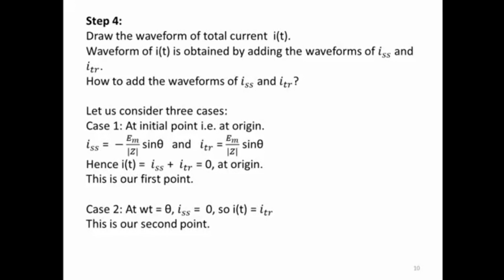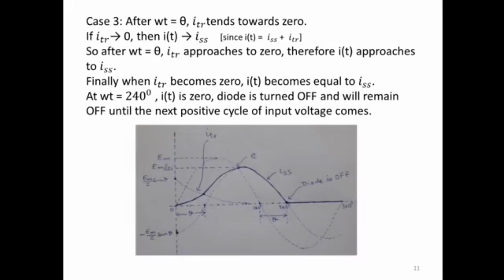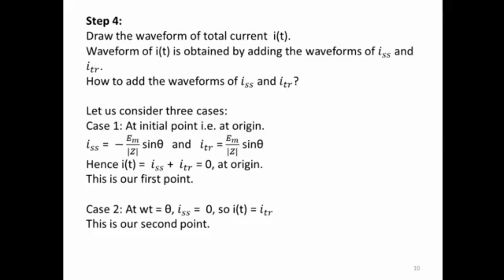Second case, second point, is at omega t equal to theta. You can see in the figure. At omega t equal to theta, if you evaluate ISS, it is equal to Em by Z sin(omega t minus theta). So at omega t equal to theta, sin 0 is 0. Steady state current will be 0. So the total current will be simply equal to the transient current. This will be our second point.